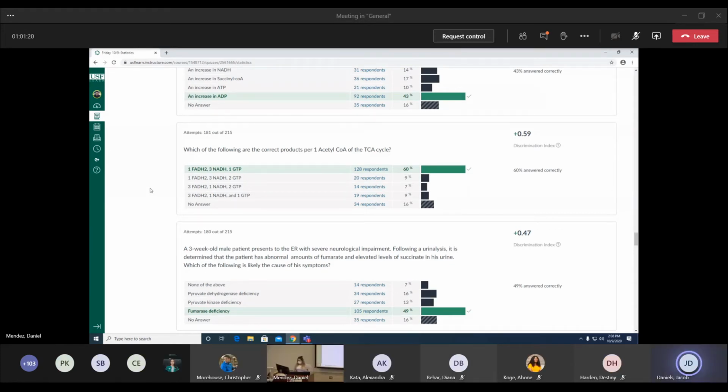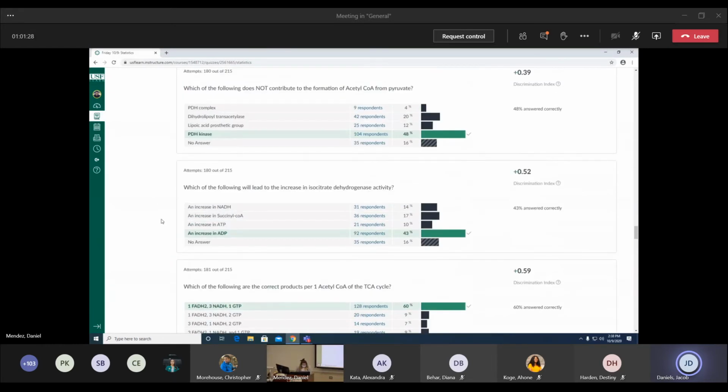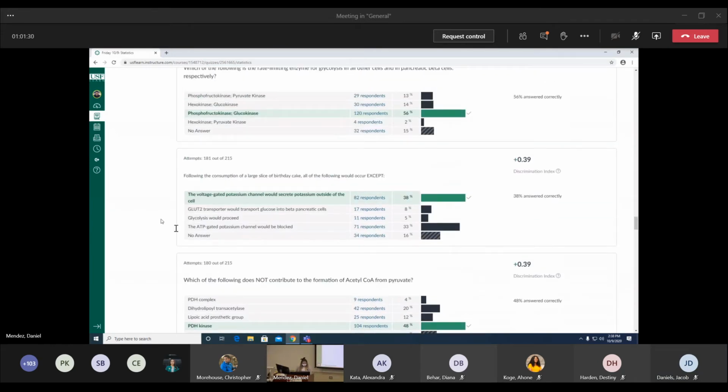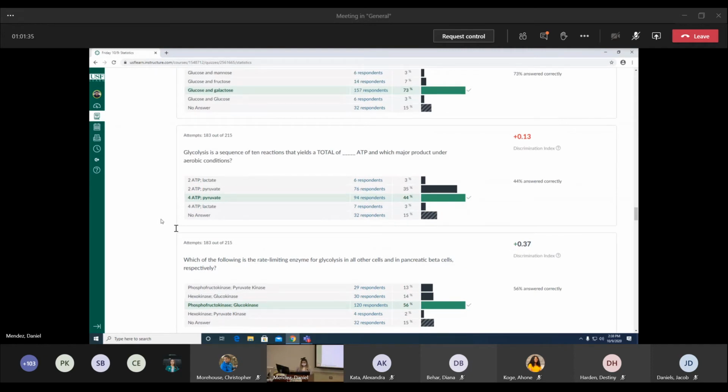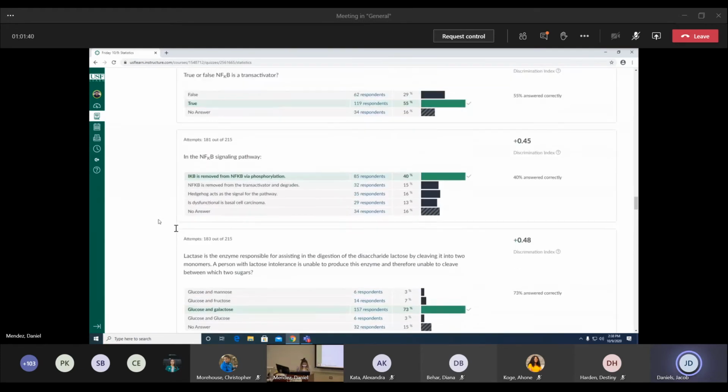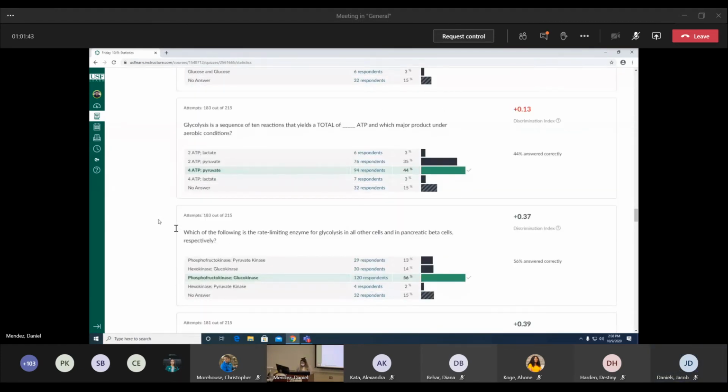Hey, Phoebe, could you review the question about the iron deficiency and which complexes would be affected? Oh, yeah. The complexes affected by that are 1, 2, and 3, because complex 4 has copper ions instead of iron. Ah, okay, it's copper. Thank you. You're welcome. And Layla, number 31, the one about products of TCA. It's 1 GTP. Okay.